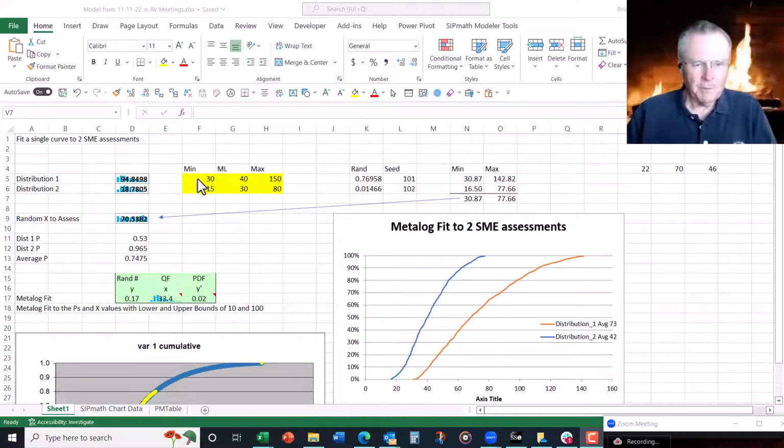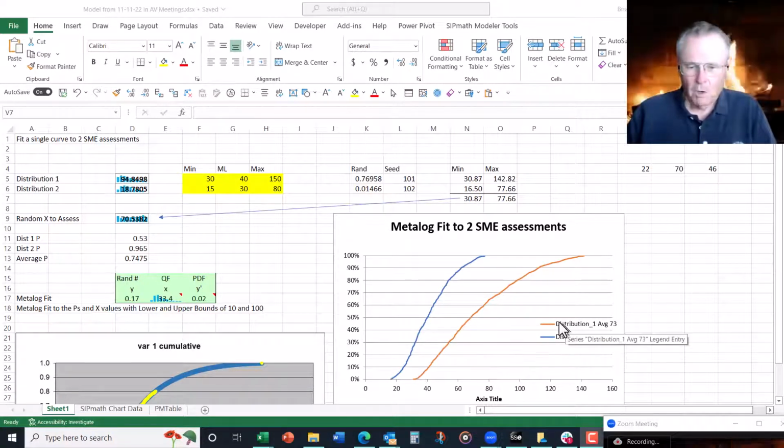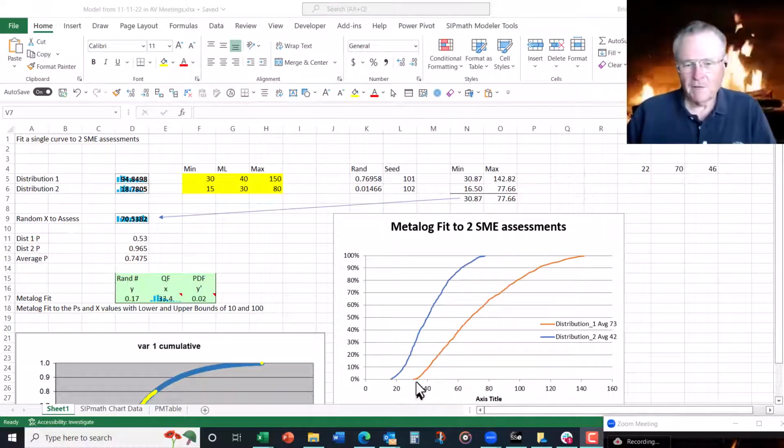So it's a triangular distribution with minimum, most likely, and maximum. And distribution 2 is shown here. And they are graphed down here. So you can see they're very different. Distribution 1, subject matter expert 1, is very pessimistic, if you think of this as cost, the cost is going to be higher. And subject matter expert 2 is more optimistic, with the cost being lower, and a much lower range of outcomes.